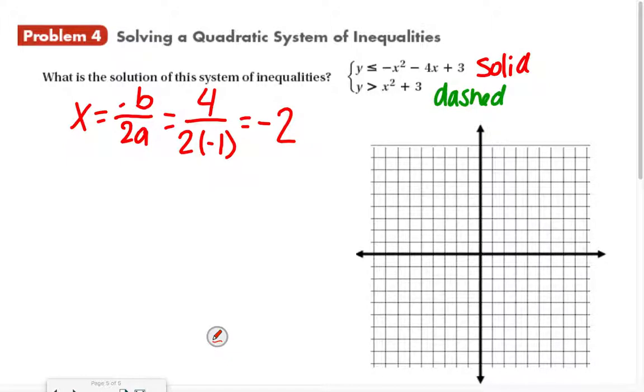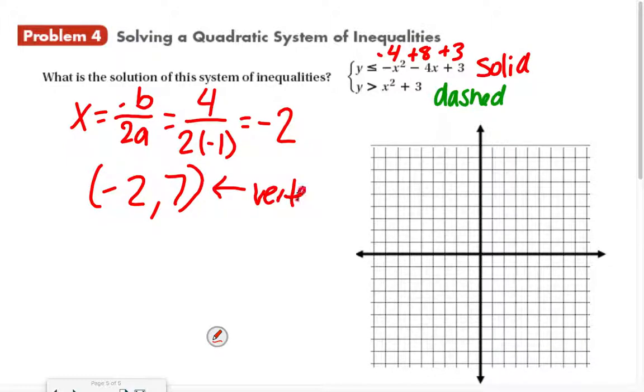Plug it in for x into which one? The top one. If I plug negative 2 in here, negative 2 squared is 4, so this is negative 4. Negative 4 times negative 2 is positive 8. Plus 3 gives me 7. So my vertex for my top solid line is negative 2, 7. Does it matter which one I plug it into? Yes, because they're 2 different parabolas.